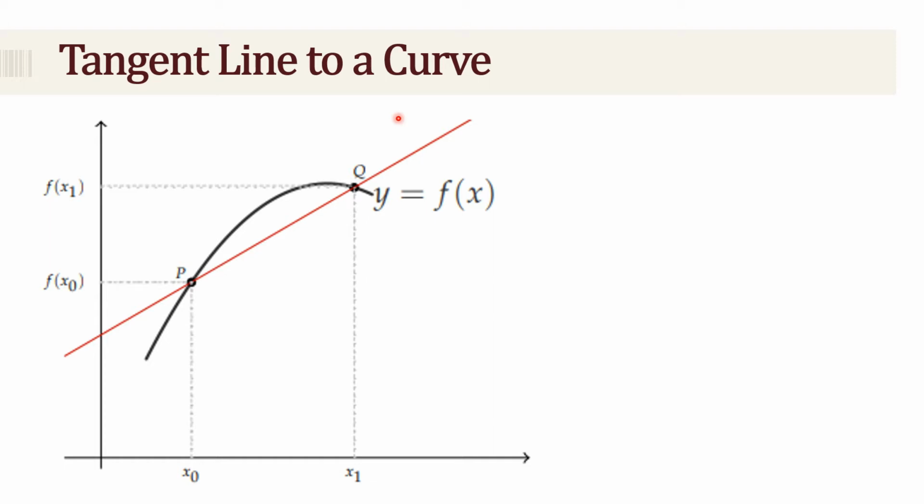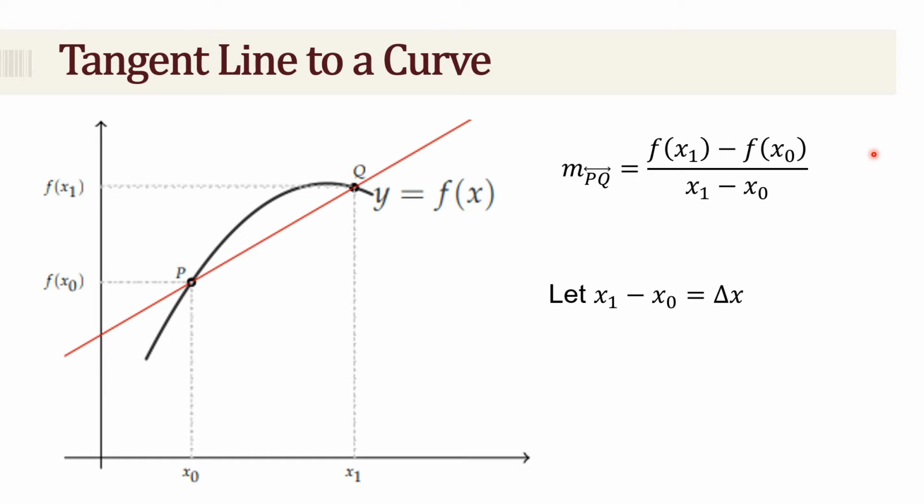Since we know the coordinates of P and Q, the slope of the secant PQ is equal to f of x sub 1 minus f of x sub 0. Yun yung y's nung dalawa natin. Ito yung y nung Q, ito yung y nung P. All over x sub 1 minus x sub 0.